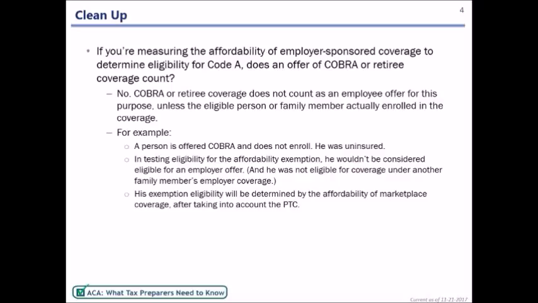And the exemption for eligibility is going to be determined by the affordability of marketplace coverage after taking into account the premium tax credit. And someone with an offer of COBRA or retiree coverage can claim the premium tax credit as long as they didn't take up the COBRA or retiree coverage. So those rules get a little complicated and a little specific, but that's the rule.